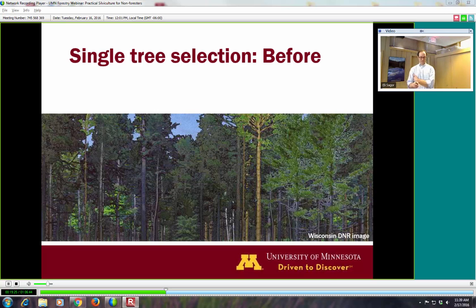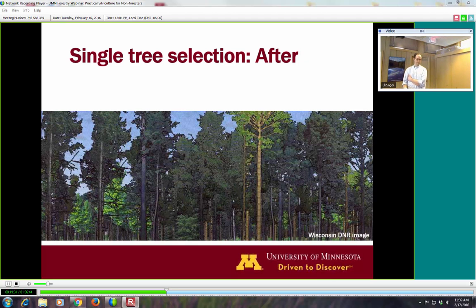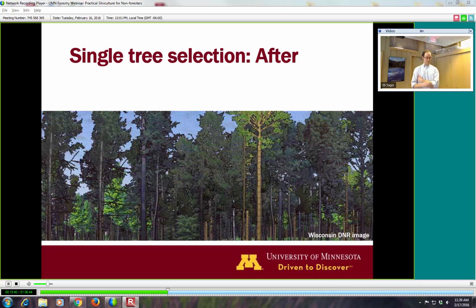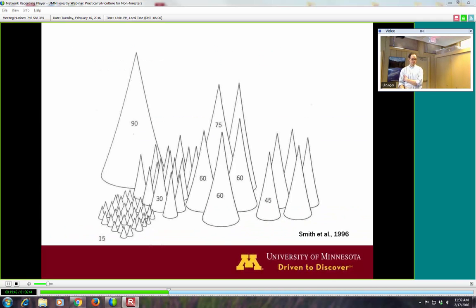So this is just a before and after. Here's single tree selection before any treatment. Here's what it might look like after. If we toggle back and forth a couple of times, you can see, as I said earlier, it's a relatively low intensity disturbance, one or two trees removed here and there throughout the stand.